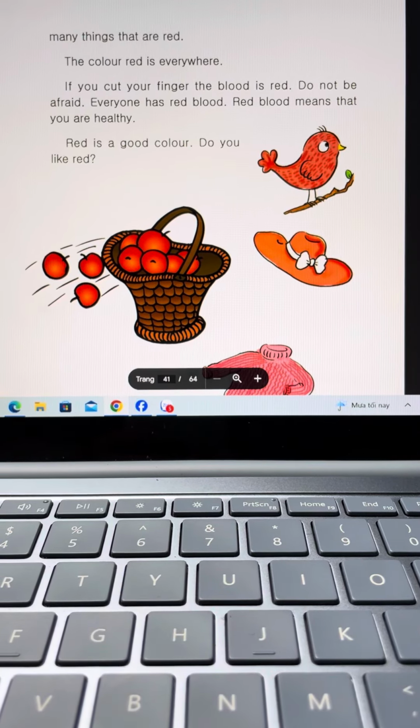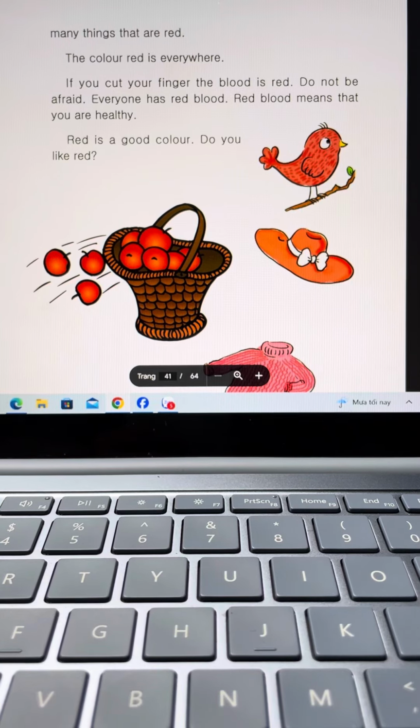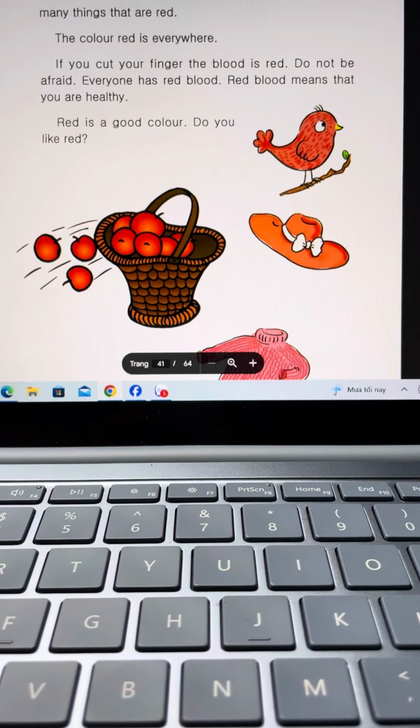Red blood means that you are healthy. Red is a good color. Do you like red?